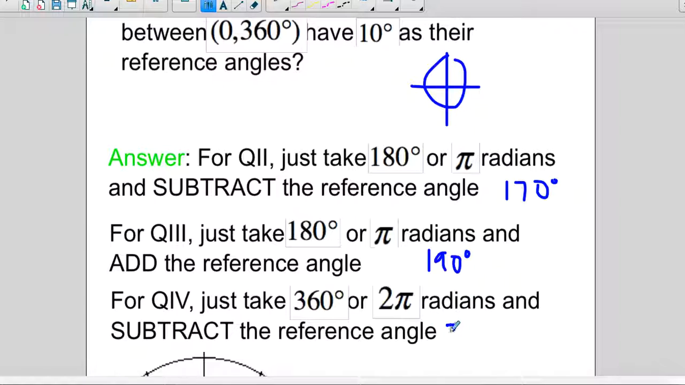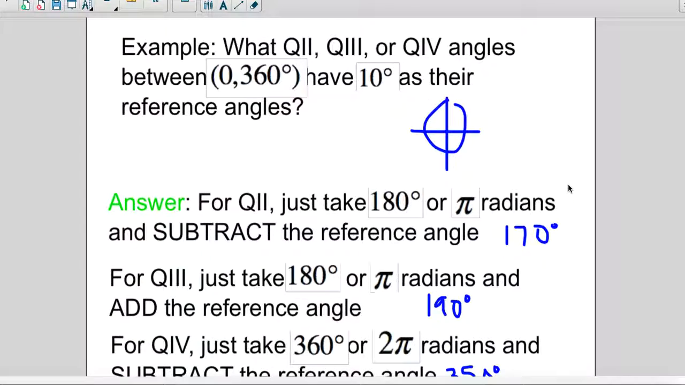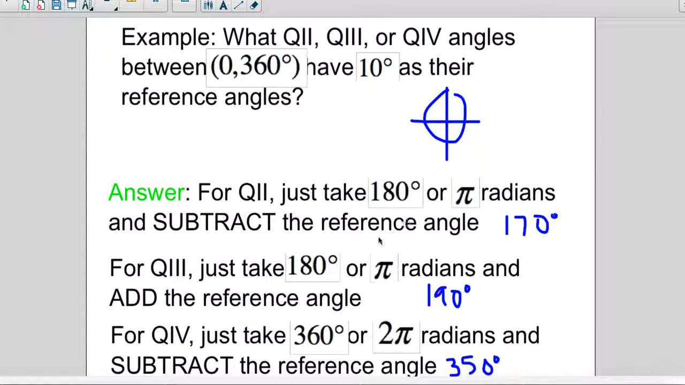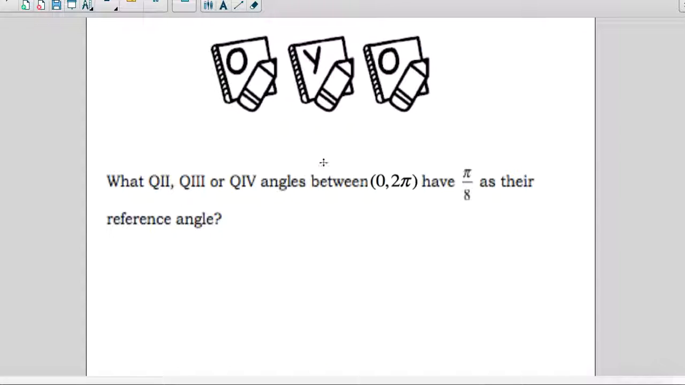So in this case, it would be 350 degrees as your reference angle. And that would be all three of them, right? So it's pretty easy math when you think about it. You do 180 plus the reference angle, 180 minus the reference angle, 180 plus the reference angle, 360 minus the reference angle. And obviously, if it's in radians, you're going to use pi and 2 pi instead of those degree numbers. So, quick on your own problem.